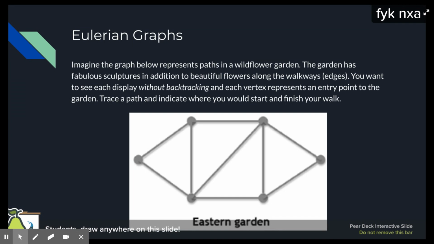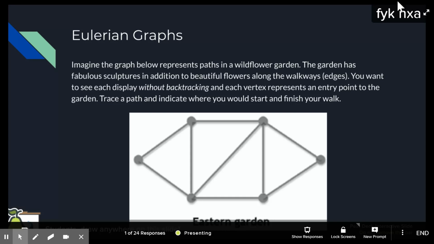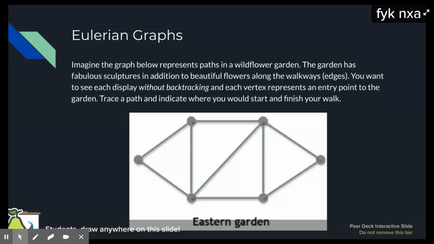So imagine that you're there and you're in this garden wildflower area, and the edges on this graph, so the lines on this graph, are the walkways, and you want to see every display, but you don't want to backtrack. Backtracking means you can't go back down that same walkway. In this case, you can't go back down that edge. Each vertex represents an entry point, so you can enter or exit at any one of those vertices. I want you guys to trace a path where you would go through every edge or walkway exactly one time.